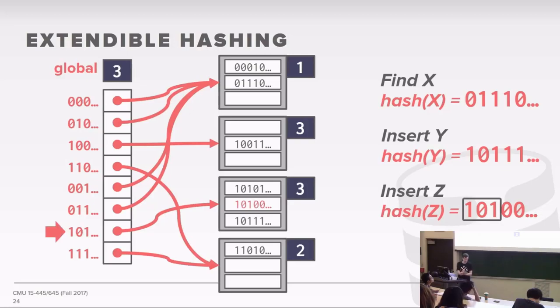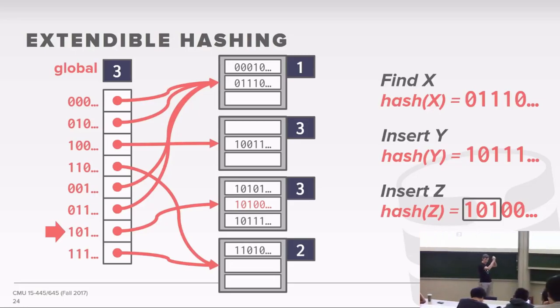Again, extendable hashing is, in my opinion, pretty straightforward. The key thing is that you always want to look at the bits that you're hashing on to figure out where they go, always in the same direction.